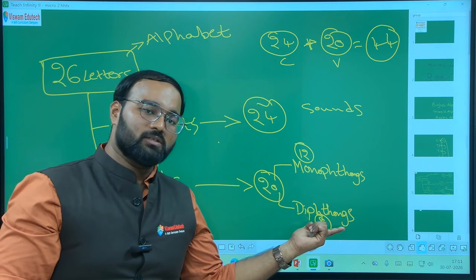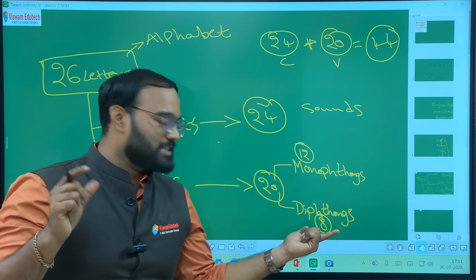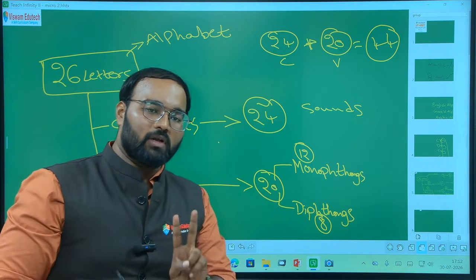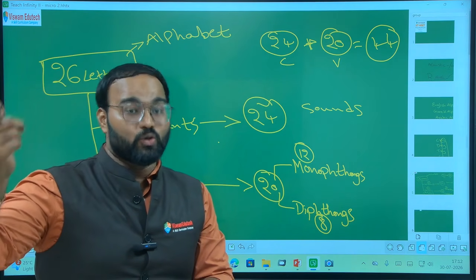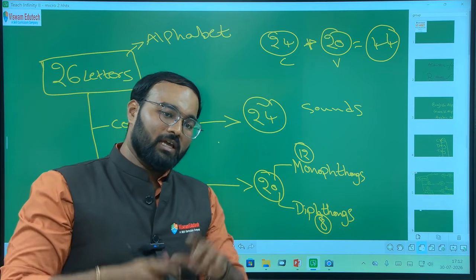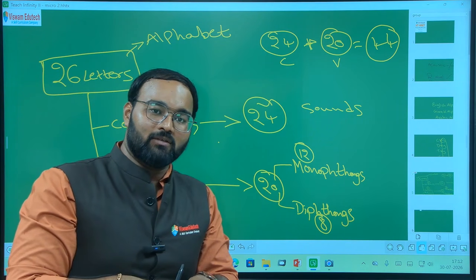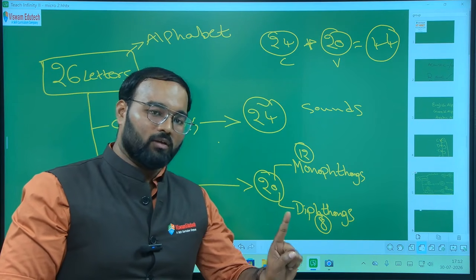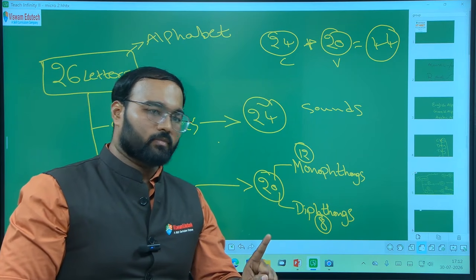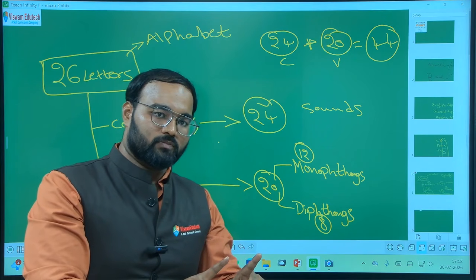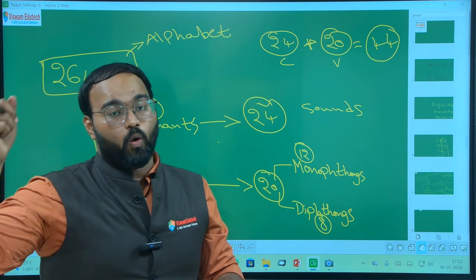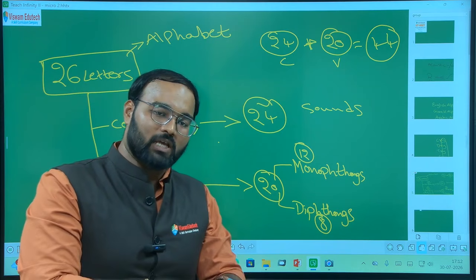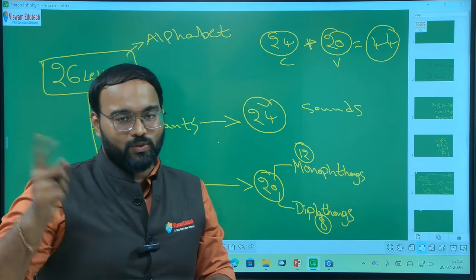If you look at diphthongs, the word di suggests two, right? So diphthongs are nothing but two vowel sounds combined together to form a new sound. Or in other words, two monophthongs combined together to form a new sound. Combine a monophthong, for example, a, with another monophthong, u, and together they form o. In this way, two monophthongs or two vowel sounds combine to form a new sound.